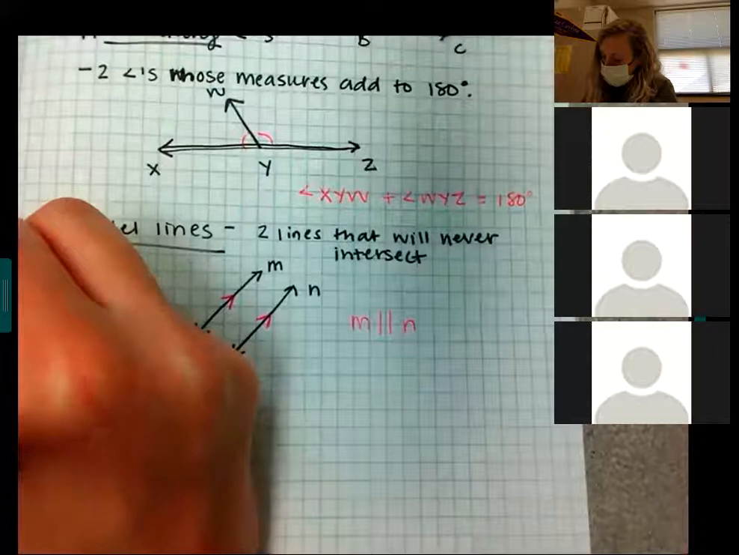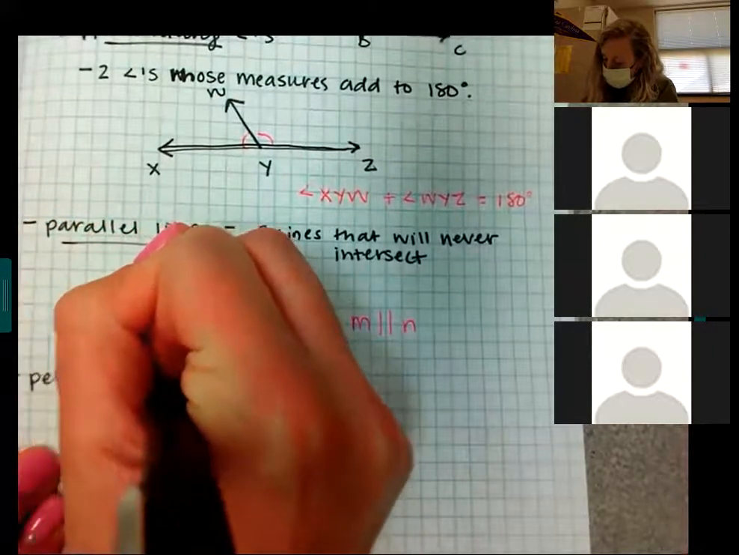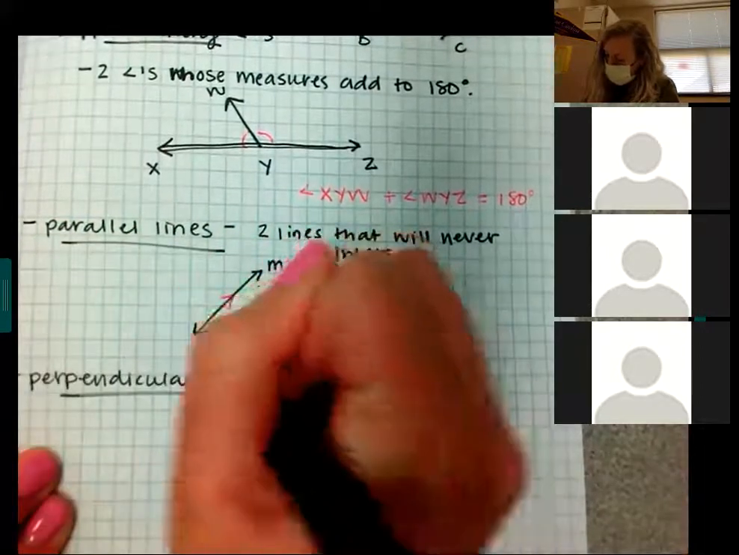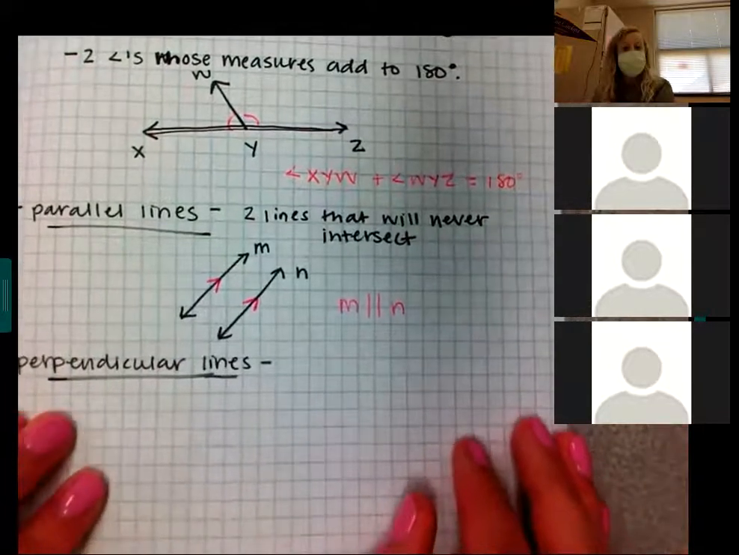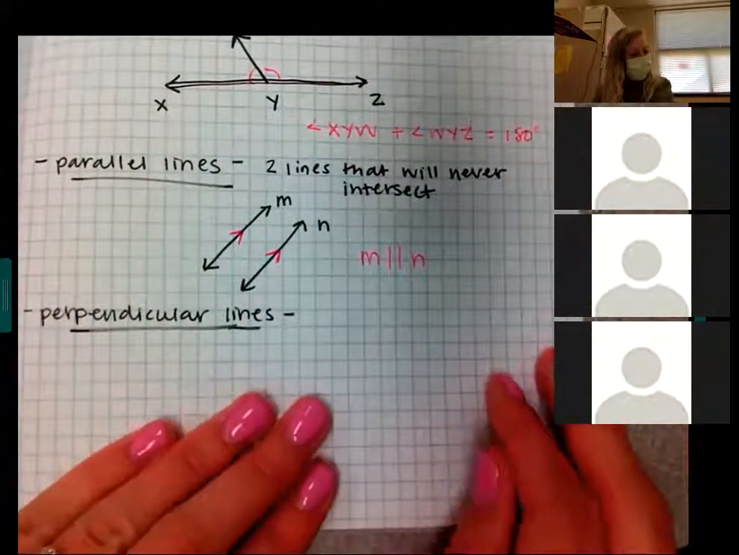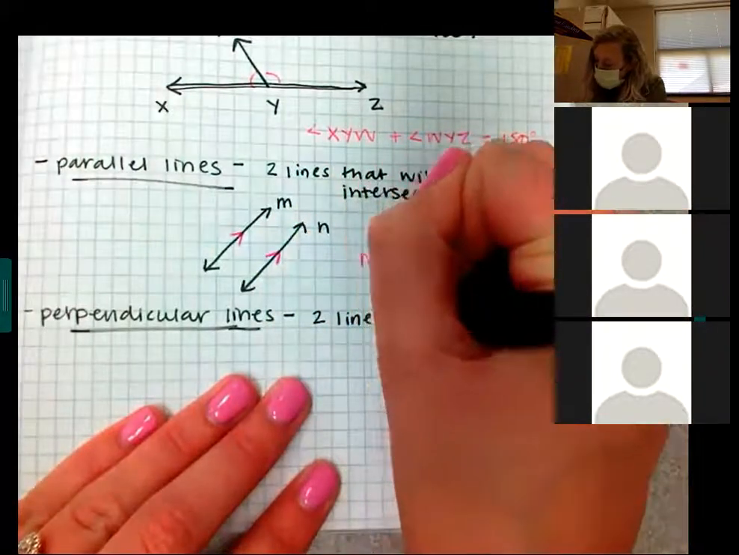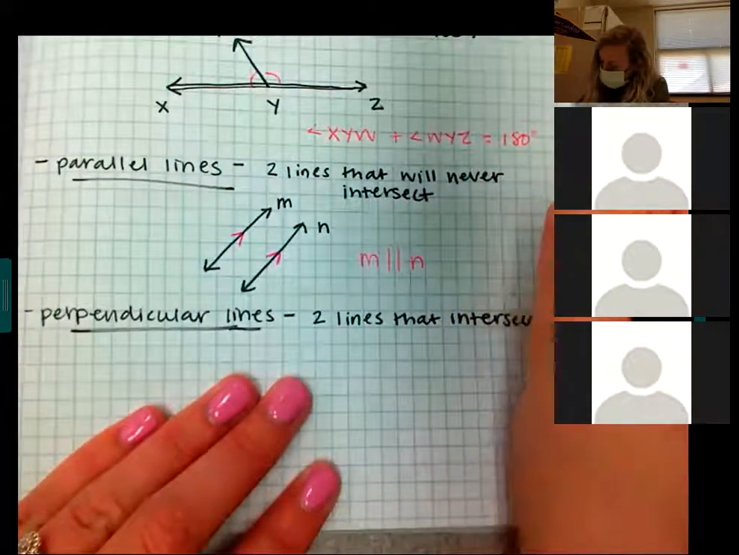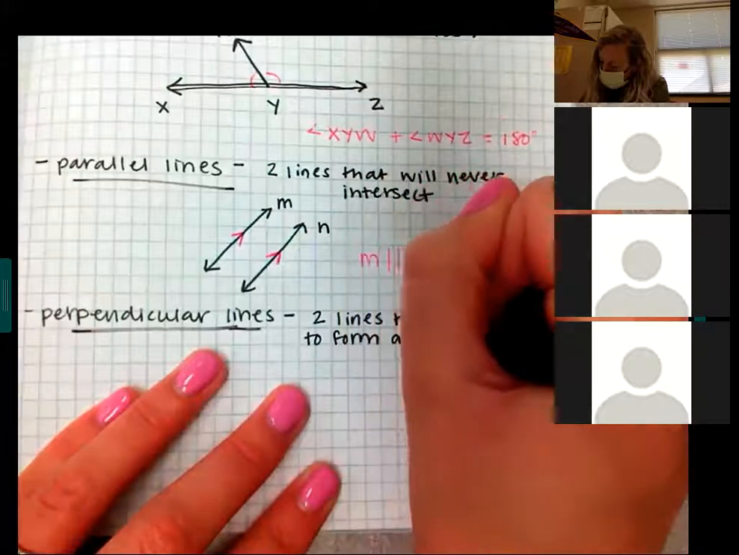So while you're finishing writing, somebody talk to me about what perpendicular lines are. They intersect. Oh, they intersect to make something special though. At a T or at 90 degrees. Good. So perpendicular lines are two lines that intersect to form a right angle.